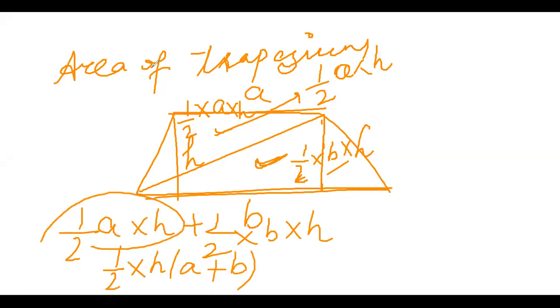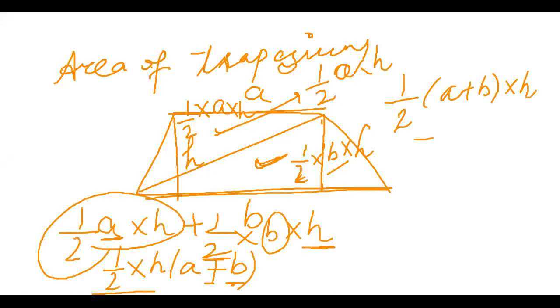If you take half of H outside, what is left inside? A plus, then from here you take H and half common, so what is left inside? B. So this is the area of the trapezium: half into A plus B into H. Half into sum of parallel sides into height is the formula to find out area of trapezium, right?